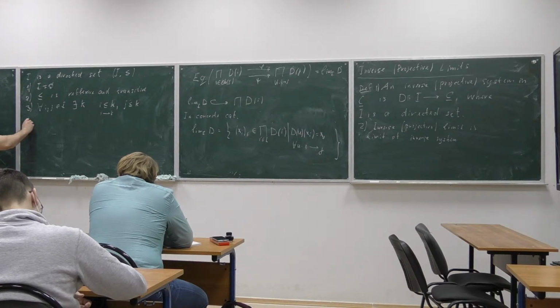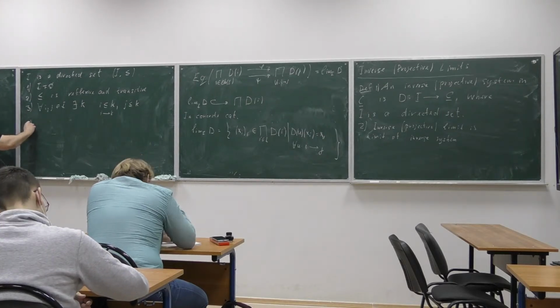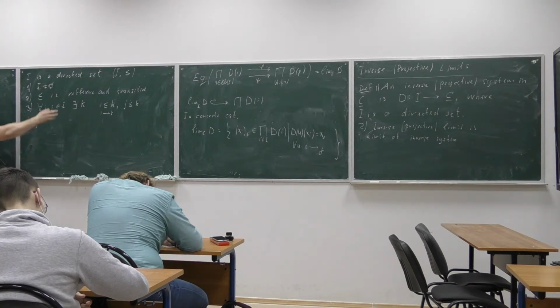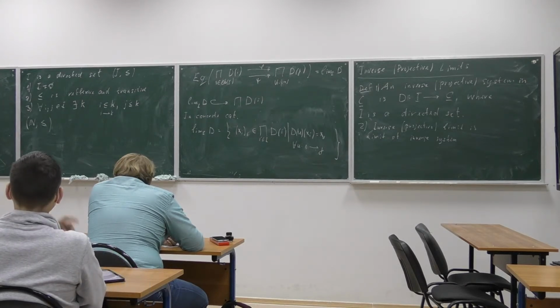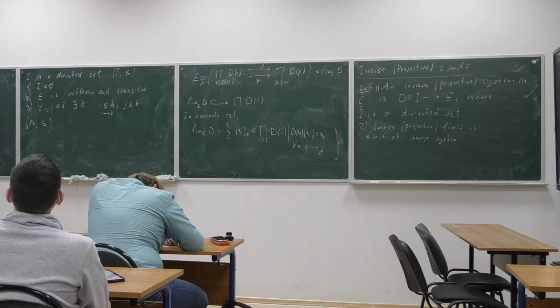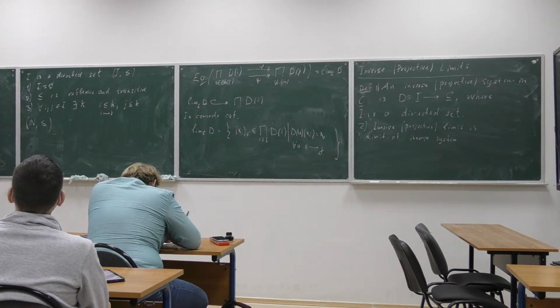Well, consider the following example. I think the typical and most interesting example in the applications for inverse systems is to just take natural numbers with the usual less or equal relation. Then for any two natural numbers i and j, you have a natural number which is larger than i and j. Clearly this is not unique, and clearly this is not terminal. There is no terminal object in this category.